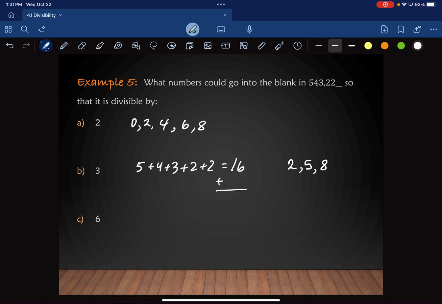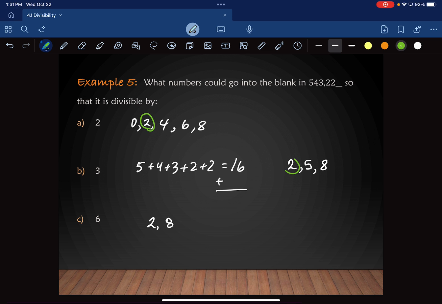2 and 8. What did you do to get 2 and 8? Compared the answer you got on 3 and the answer you got on 2 and did the compatible numbers. Yeah. So in order to be divisible by 6, it has to divide by 2 and 3. So we're looking for numbers that are in both lists.